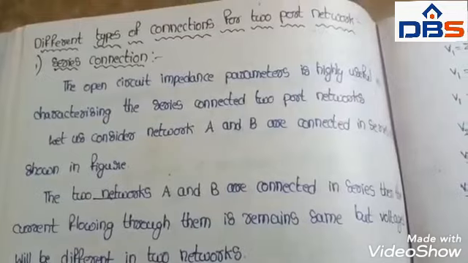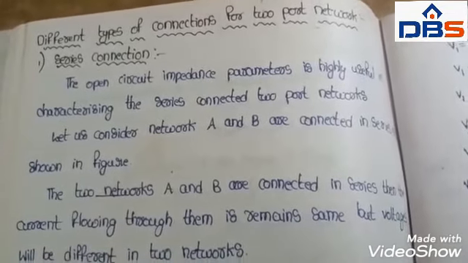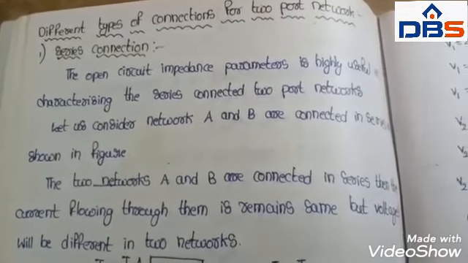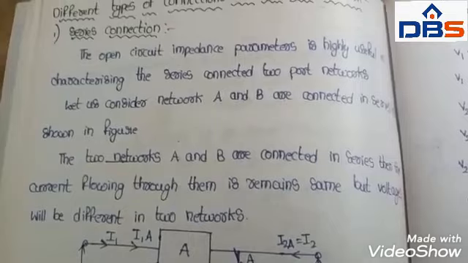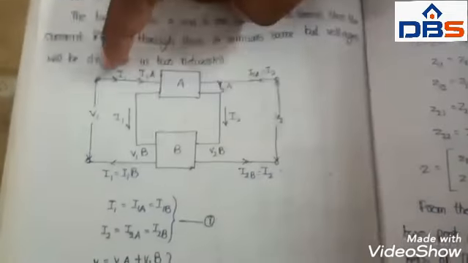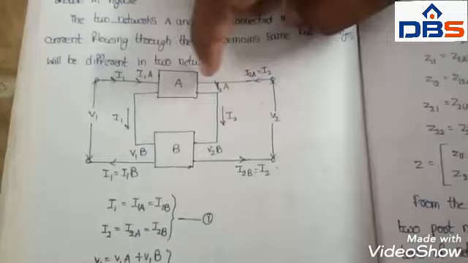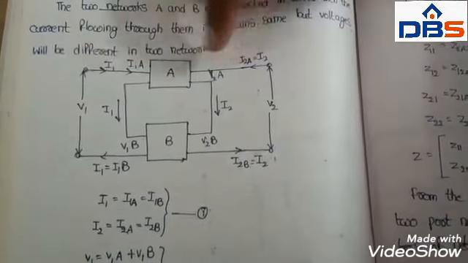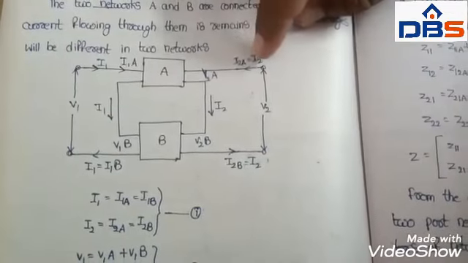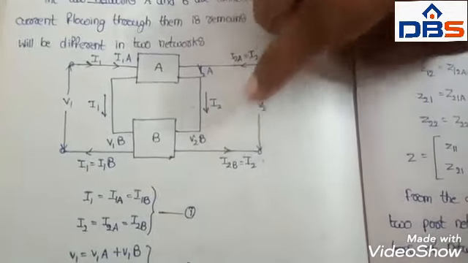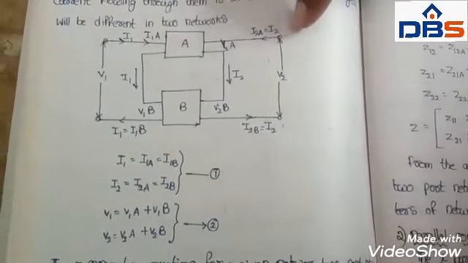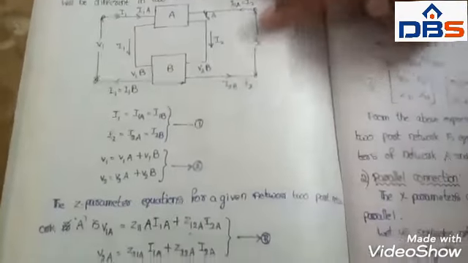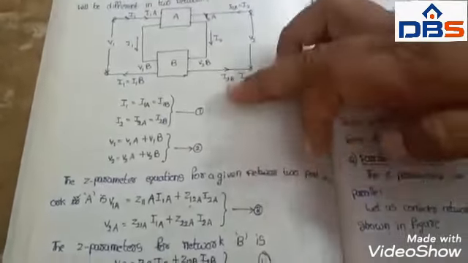Let us consider two networks A and B connected in series. Then the current flowing through them remains the same, but the voltage must be differentiated. Like this, network A and network B are connected in series. So I1 equals I1A equals I1B. In a similar manner, I2 equals I2A equals I2B. So V1 equals V1A plus V1B, and V2 equals V2A plus V2B. Consider these as two equations.